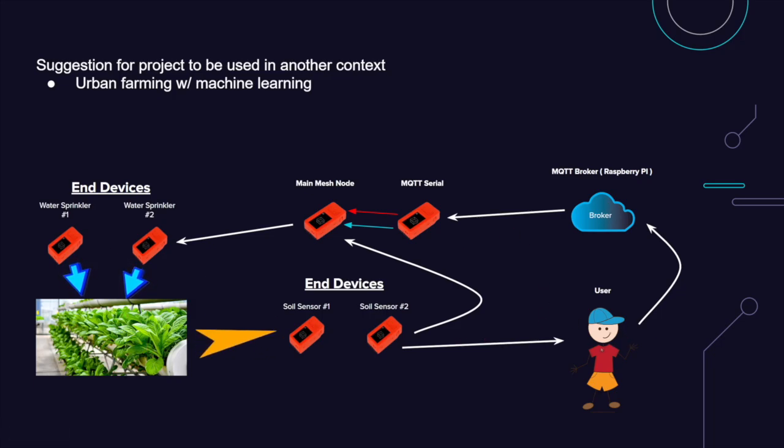And then there's also a user who manually sprinkles the plant, sending the operation to the broker via MQTT and on to the main mesh node. With machine learning, you learn the behavior of the user: when does he actually sprinkle the water? Through it, you learn when the user does it, and then subsequently alter when the water sprinkler actually sprinkles the plant. This ensures that the user has no physical involvement in altering the behavior of the water sprinkler.